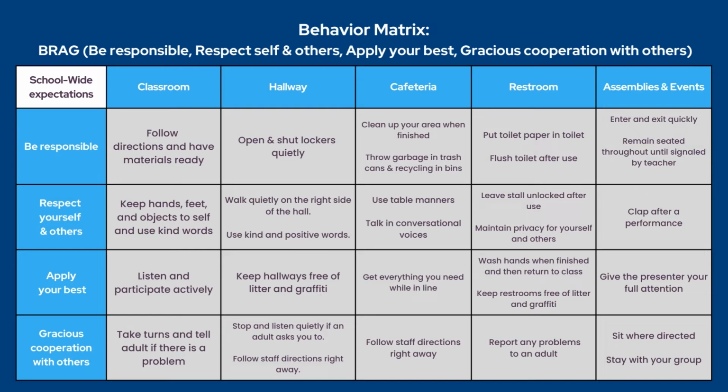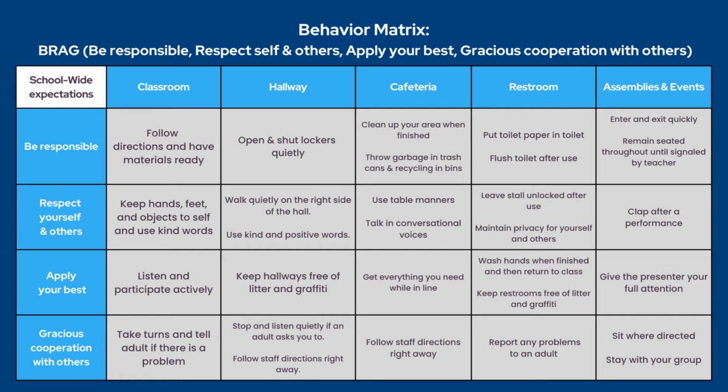So, the expectations in the classroom for Be Responsible are follow directions and have materials ready. For Respect Yourself and Others, the expectation is keep hands, feet, and objects to self and use kind words. For Apply Your Best, listen and participate actively. And for Gracious Cooperation with Others, take turns and tell an adult if there is a problem.